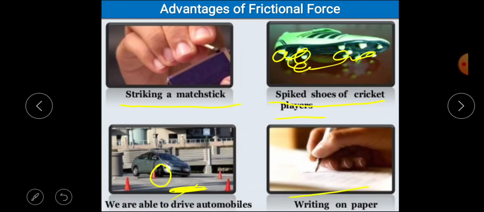Then writing on paper or writing on a blackboard with the help of chalk, that is also due to the frictional force. Due to the frictional force, the lead of the pencil can easily graze upon the paper and leave its residue. Just the same happens in the case of chalk and the blackboard. So these are some of the advantages of frictional force.